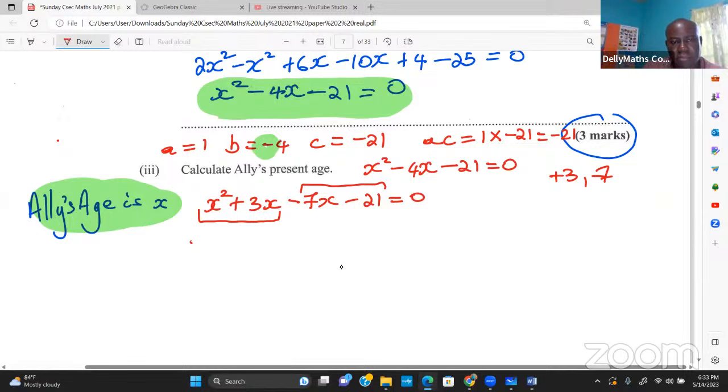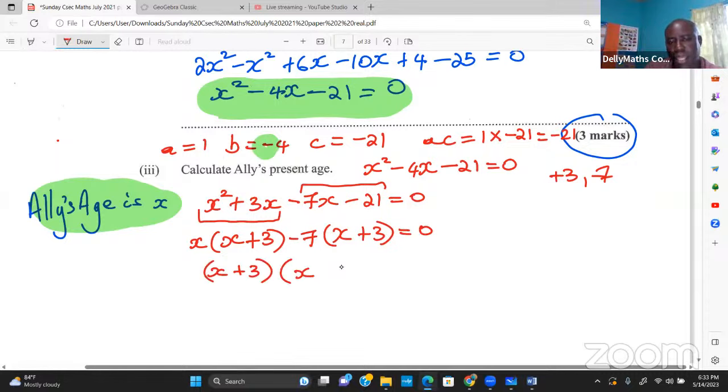So as you could see, x, open bracket, x into x squared gives us x, and x into 3x will give us 3. -7, -7 into -7x, I'll get x. And -7 into -21 will give me +3. And this is equal to 0. x plus 3, x minus 7 is equal to 0.